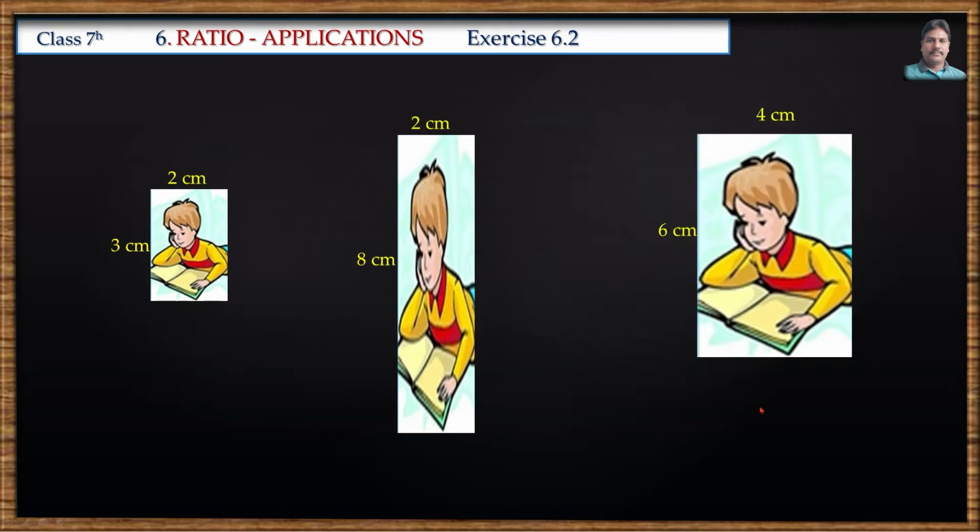Students, see these three pictures. In the first figure, the length is 3 centimeters and the width is 2 centimeters. In the second picture, the length is 8 centimeters and the width is 2 centimeters. In the third picture, the length is 6 centimeters and the width is 4 centimeters. If you observe these three pictures, we can notice that the first picture and the third picture are looking similar, but the second picture is an odd one.